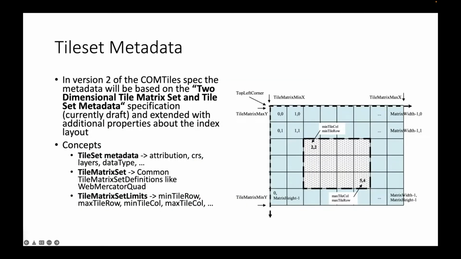For describing the content and the structure of the tile archive, there's already a good standard in the works, which is called the two-dimensional Tile Matrix Set and Tileset Metadata specification of the OGC, which is currently a draft, but which also fits very well for describing cloud-native tile archives. This standard has to be extended with additional properties about the index layout, for example which space filling curve is used.